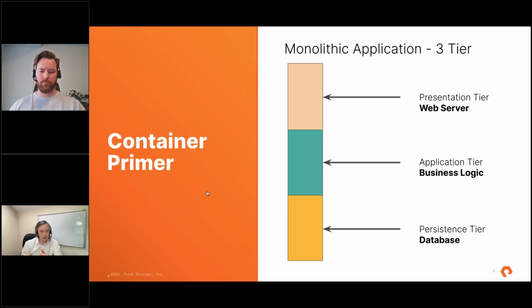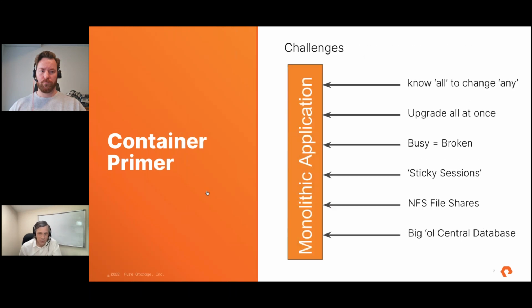These things were hard to orchestrate the updates of, and here were some of those challenges, right? So you had to know everything to change anything. You had to upgrade everything all at once in that pillar. If it was busy, it was broken because bits of it didn't scale independent of the other bits. Often we saw workarounds like sticky sessions. So if you had a sticky session, that would mean that should the host you were running on fail, it would lose all the context it was operating in, right? So it would always send you back to that one, which also creates a bottleneck. We had a lot of NFS file shares and a big old central database that was very expensive, managed by some very big companies who held people's feet to the fire with cost.